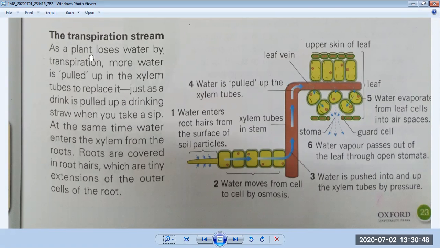As the plant loses water by transpiration, more water is pulled up in the xylem tubes to replace it, just as a drink is pulled up by a drinking straw. You can also understand this process with the help of an example which is given in your book. When you want to take some drink, you use a drinking straw.